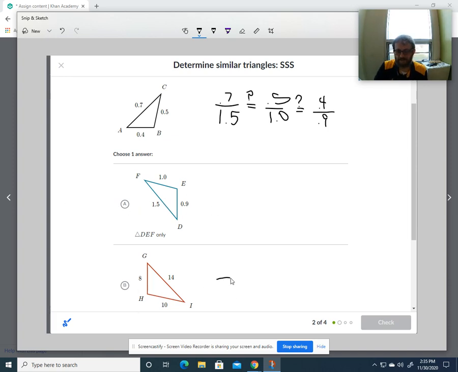Now down here, you're going to do the same thing. You're going to say, okay, so the shortest side is 0.4, 0.4 divided by 8. How does that compare, question mark, to the middle length side, which is 0.5 divided by 1.0? And how does that compare to 0.7 divided by 14? Pardon me, that's not 1.0, that's just 10.